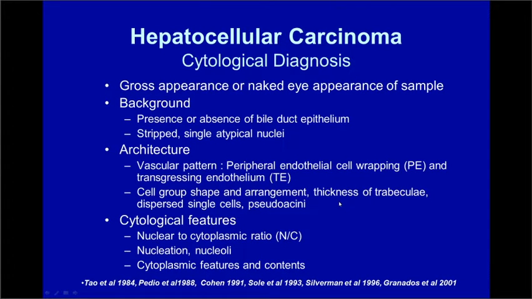When evaluating a smear to try to determine if it's benign versus hepatocellular carcinoma, we should follow a stepwise approach. Typically, we can start by looking at the gross appearance of the slide, and from there progress to evaluating the background at low power. We can then evaluate the architecture at low to intermediate power, and from there progress to evaluating individual cytological features, such as the nuclear cytoplasmic ratio, the nucleation, nucleoli, and specific cytoplasmic features and contents.